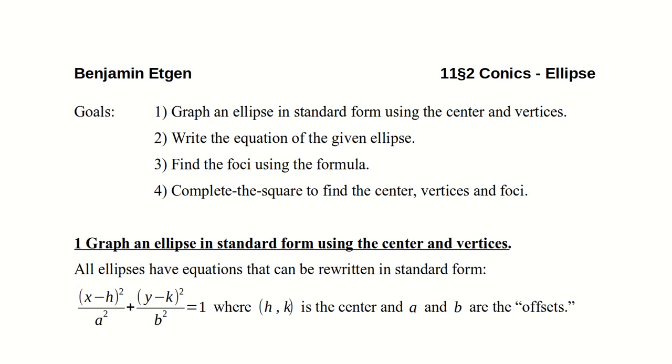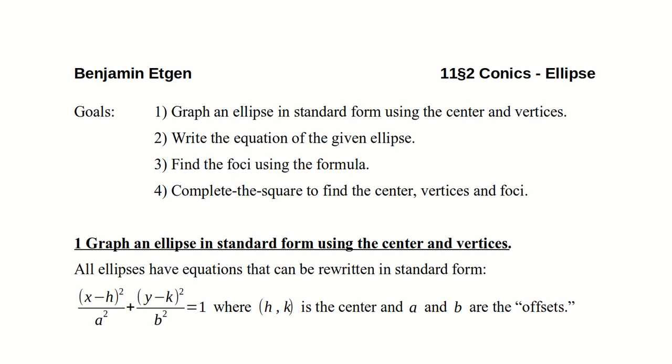So our next topic in chapter 11 is graphing ellipses. This is so similar, and we're building up these ideas from circles. So again, we're going to graph an ellipse in standard form using the center and the vertices. We're going to write an equation of a given ellipse. We're going to find the foci using the formula. And of course, we're going to complete the square to find the center, foci, and vertices.